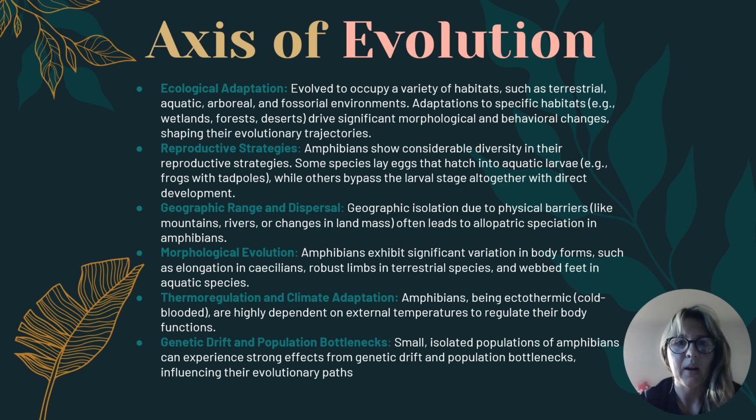You've got the thermoregulation and climate adaptation, where amphibians, being ectothermic or cold-blooded, are highly dependent on the external temperatures to regulate their body functions, and that's going to be a very similar trait that you will see in reptiles as well. And then the genetic drift and population bottlenecks. Because many of these species are often in small, isolated populations, they do typically get affected very strongly by genetic drift and population bottlenecks. This again is really going to influence those evolutionary paths that they are taking.